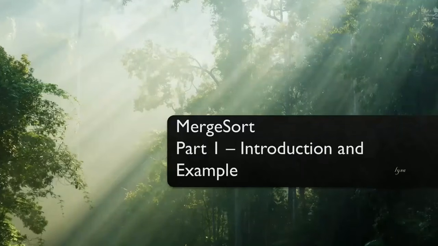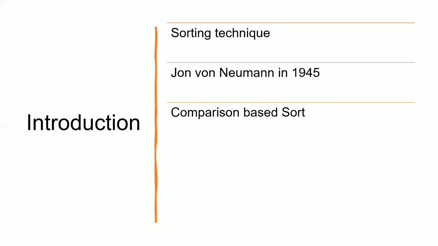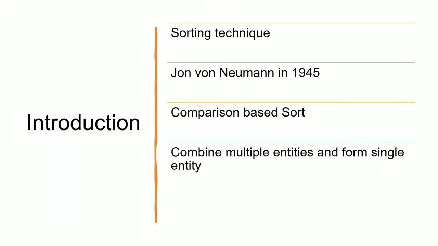First, we will introduce what is Mergesort and with an example show the working of Mergesort. Mergesort is a sorting technique that was introduced by John von Neumann in the year 1945. It's a comparison-based sort, and it's called merge sort because we combine multiple elements and form a single entity.